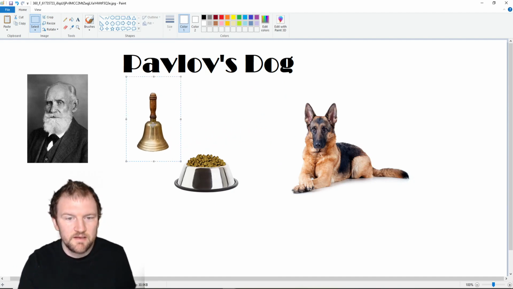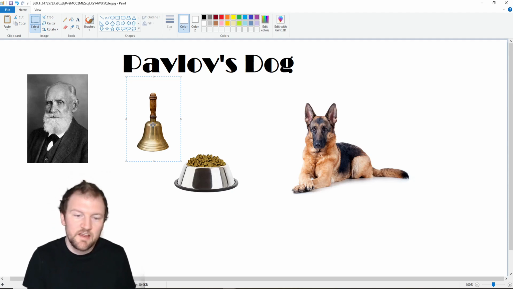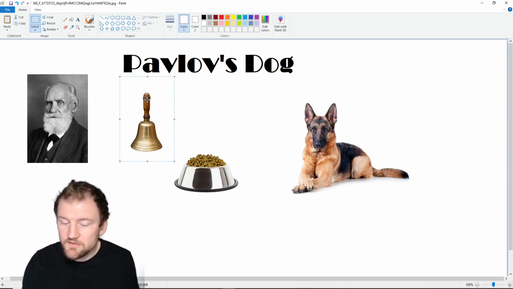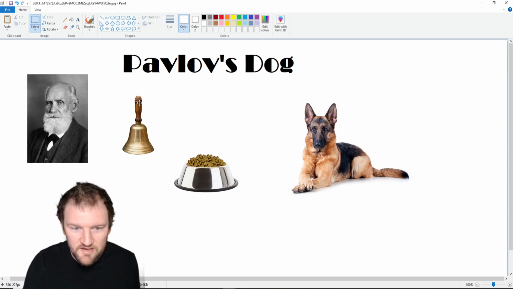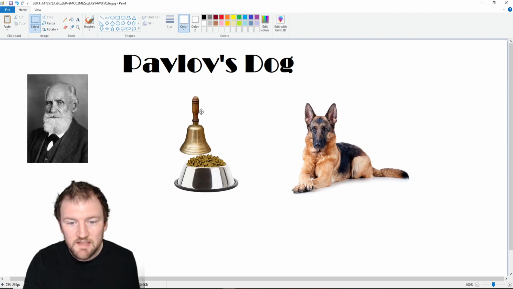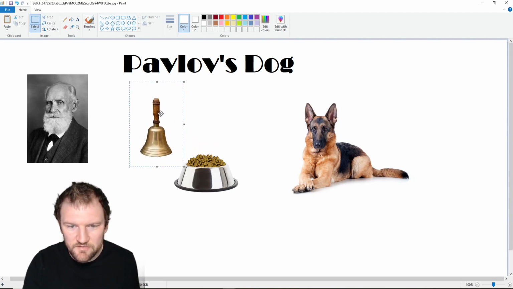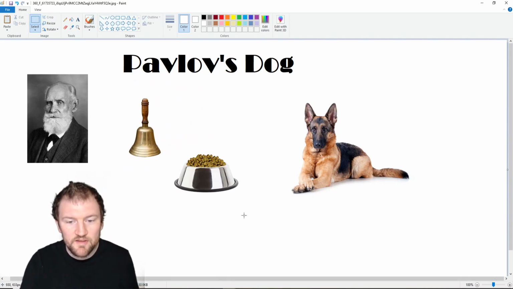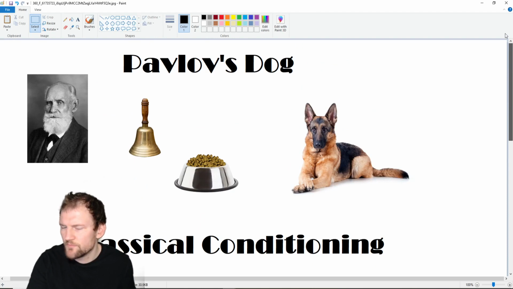So theoretically, he could ring the bell, not even give the dog food, and the dog would salivate. Of course, if he did that enough times, the dog would, what's called, extinguish the behavior, and the dog would stop salivating to the sound of the bell. But at least for a few days in a row, Pavlov could probably ring the bell, and the dog would salivate just to the bell, even absent the presence of food. So this all birthed what's called classical conditioning.